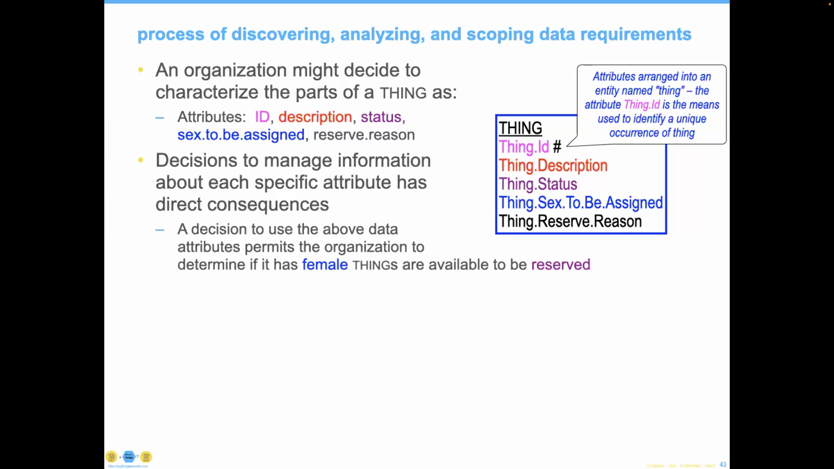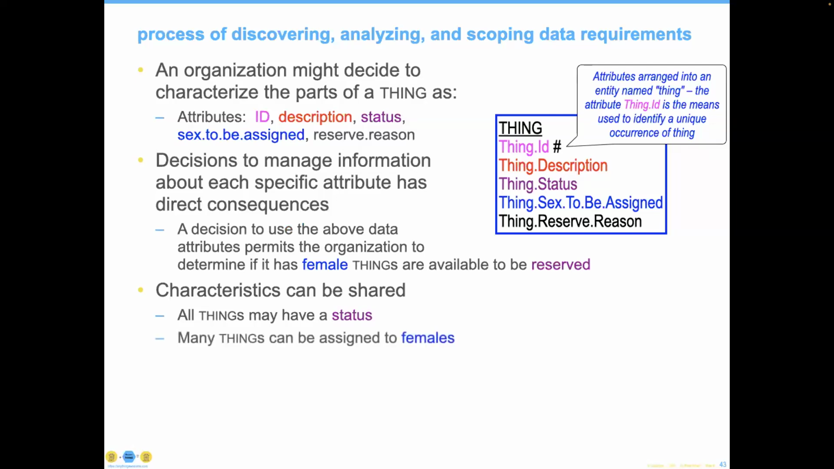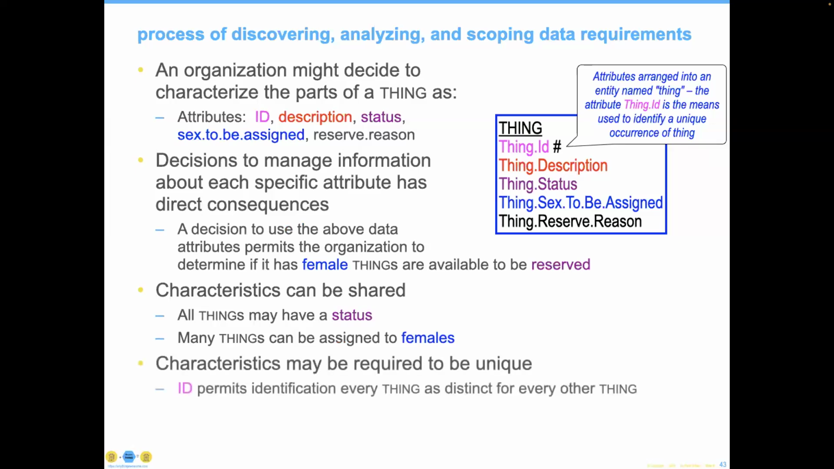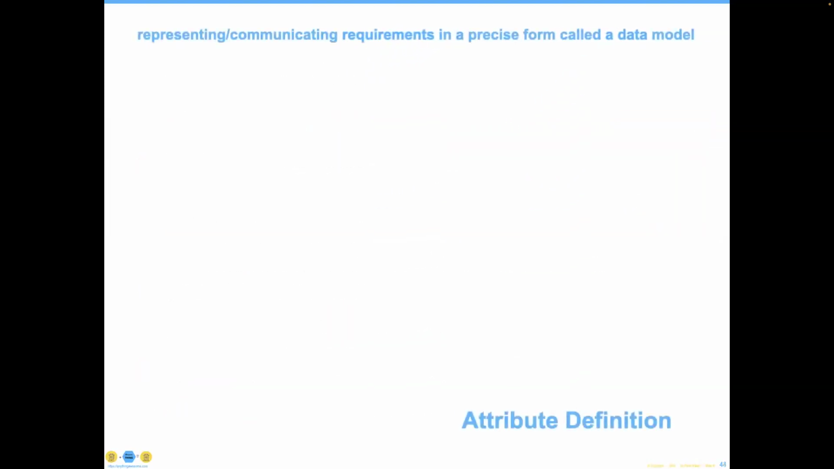For example, the organization is determining that female things have to be available to be reserved. If we don't, we're doing something that isn't correct. All things have a status that we can look up. Many things can be assigned to females as well as other genders. ID permits that distinction. Description gives us the ability to go in and describe each of the things individually. These things represent communicated requirements in this precise form, the data model.